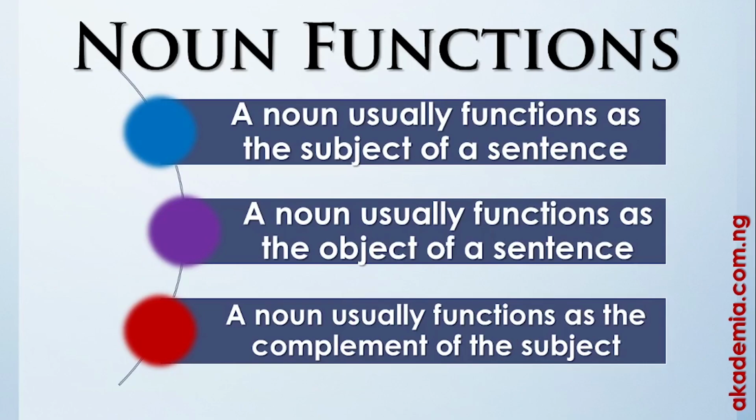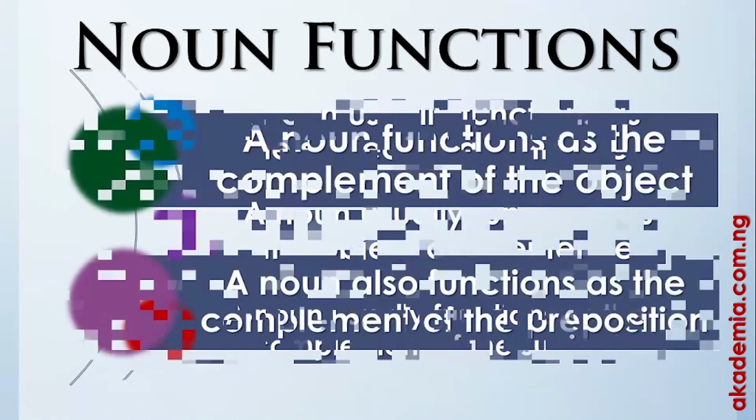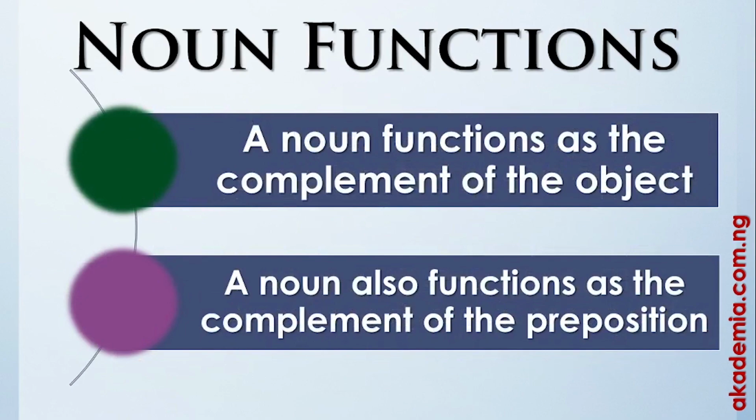We'll look at all this closely with examples. A noun also functions equally as the complement of the object. A noun can function as the complement of the object. And finally, a noun functions as the complement of the preposition. Now let's begin to look at these functions very closely.